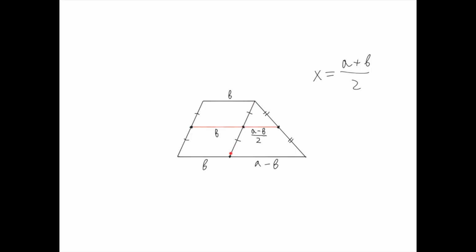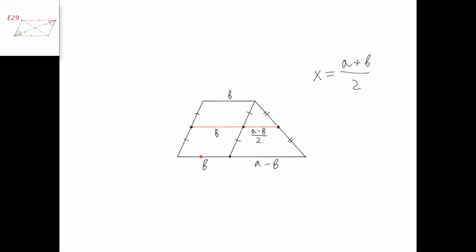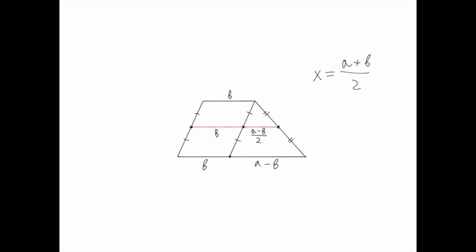And now look at this triangle with this midsegment. We know that this is a minus b, and therefore this length is half of that, a minus b over 2. And we know that this is a parallelogram, and therefore if this is b, then this is b. And so the length of the entire midsegment is b plus a minus b over 2, which is exactly equal to a plus b over 2, as we wanted to show.